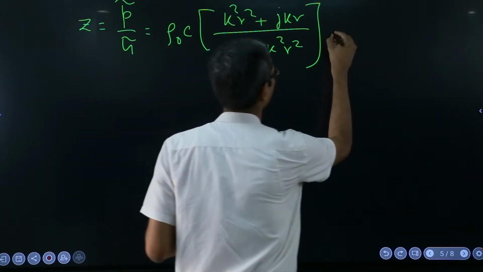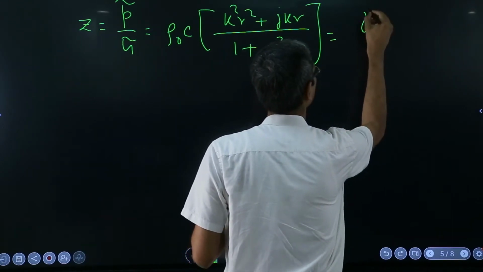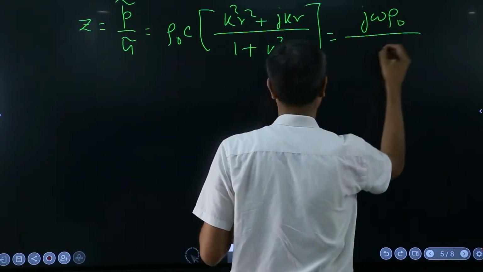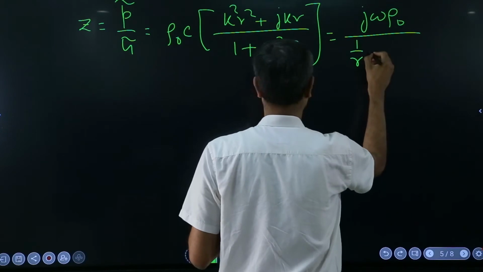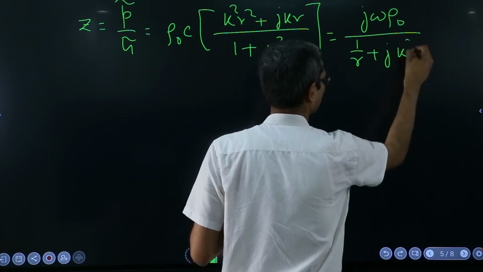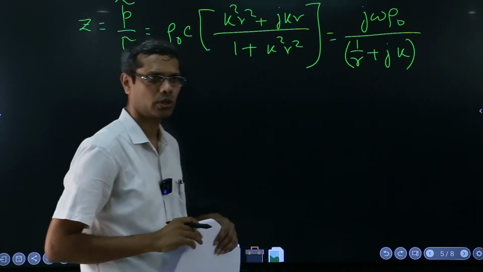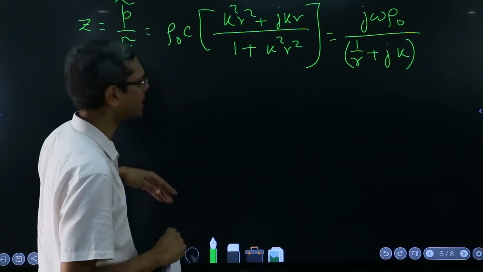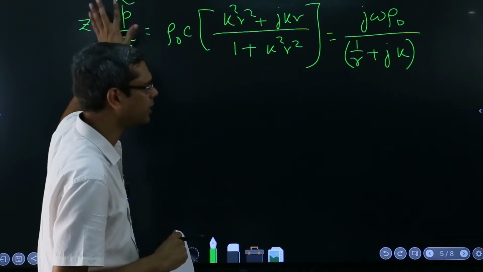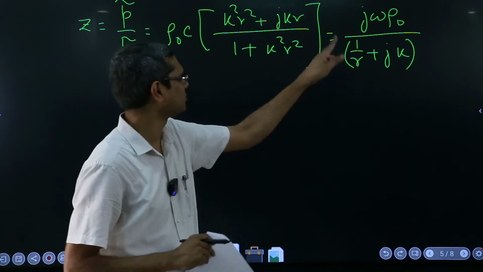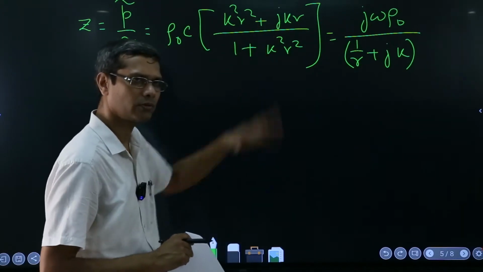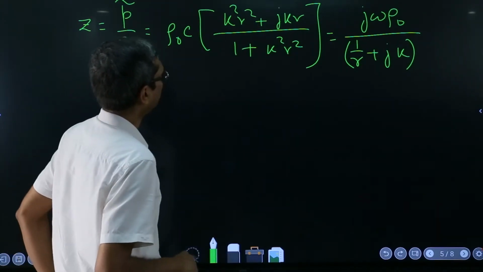So I'll just write it so that j omega rho naught over 1 over r plus jk, because the time dependence is the same in both, so they will just cancel out from numerator and denominator, and you will get this. So I should have written this first and that, so whatever. Okay.